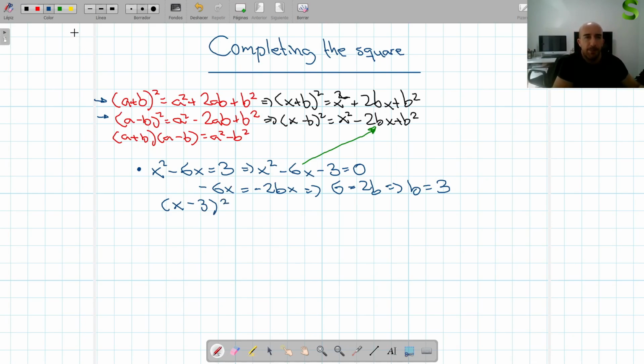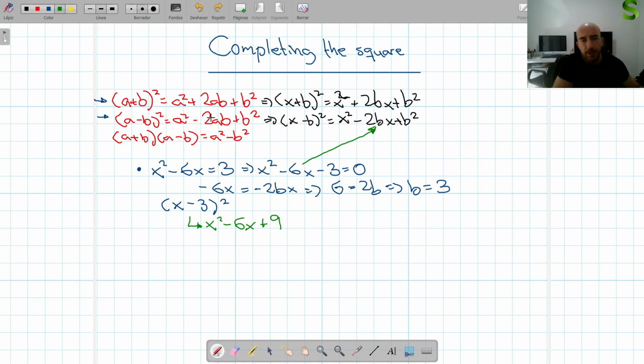But there's a problem here. If I expand this quadratic with the red formula we have there, or the black one, I have x squared minus 2 times 3 times x. So that's 6x. And that's perfect. That's what I wanted to have. Okay. But then the last is 3 squared, which is 9. I don't really want this 9. I wanted to have a minus 3.